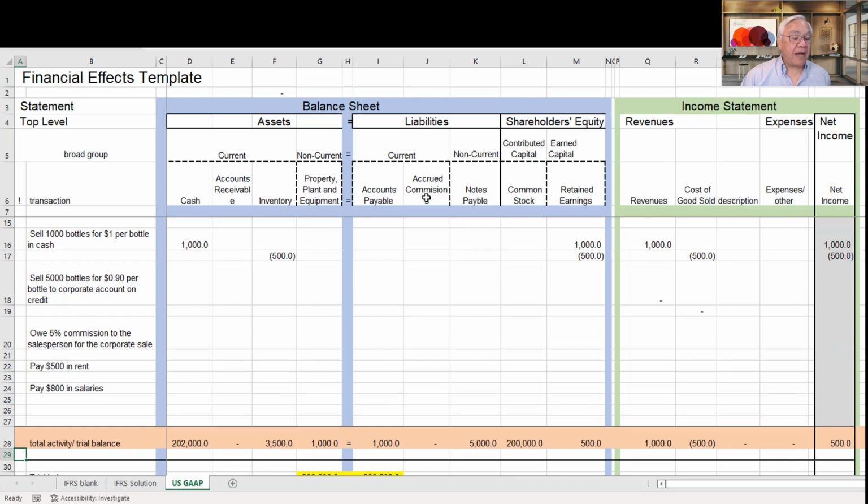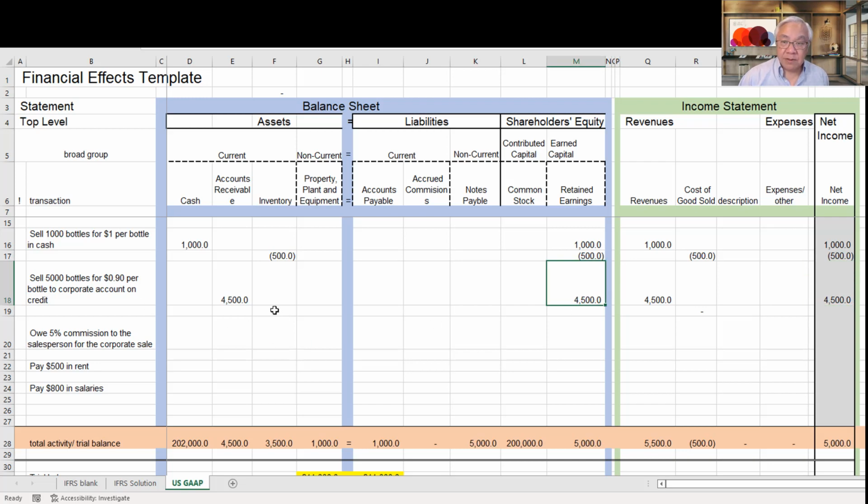Next is we sell 5,000 bottles for 90 cents, but it's on account to a corporate customer. So we didn't get cash. We have a thing called accounts receivable. So let's just do that calculation. 5,000 bottles times 90 cents per bottle. So they paid us, or hopefully will soon, pay us $4,500 for the 5,000 bottles. Notice that it shows up here because I kind of automated it. But if this were blank, you would simply enter 4500 and then make sure that this carries and connects the two statements, which of course it does.